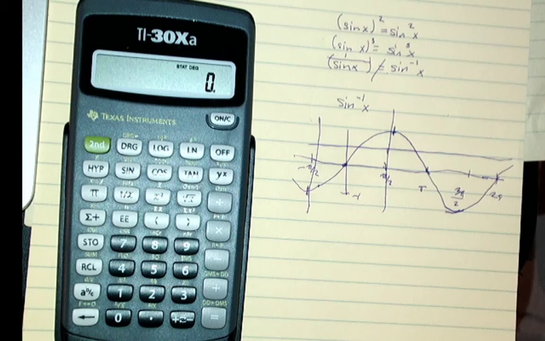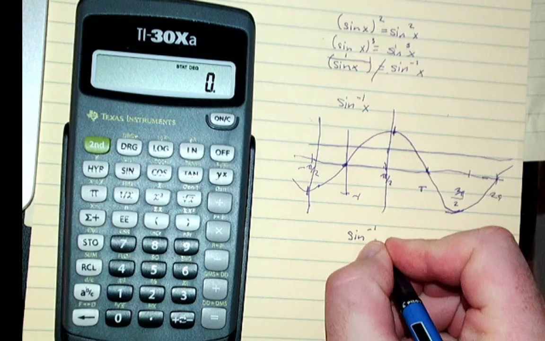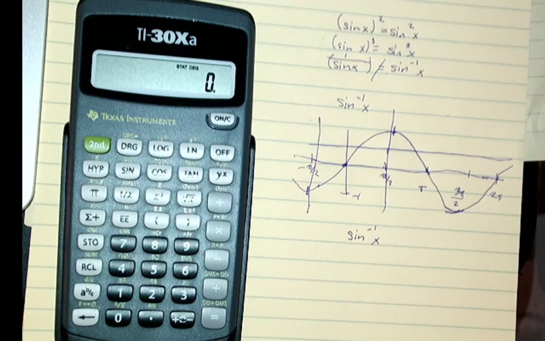That function you can invert, and that's what's meant when you write sine to the minus 1 of x. What you're saying is, what's the point between minus pi over 2 and pi over 2, if you're in radians? Or what's the point between negative 90 degrees and 90 degrees, if you're in degrees? Or what's the point between minus 100% grade and 100% grade, if you're in gradients for some mysterious reason? That would give you this sine.